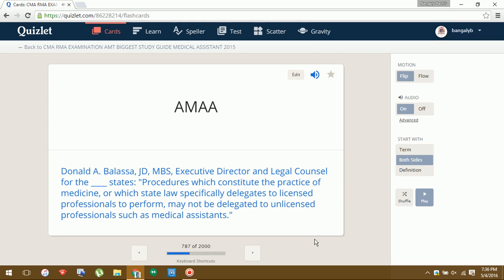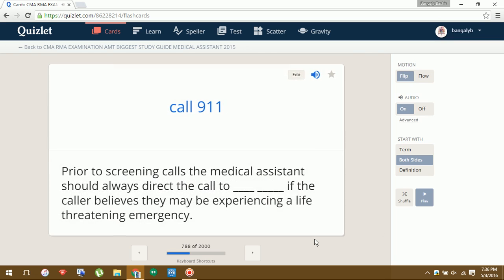Procedures which constitute the practice of medicine or which state law specifically delegates to licensed professionals to perform may not be delegated to unlicensed professionals such as medical assistants. Call 911. Prior to screening calls, the medical assistant should always direct the call to 911 if the caller believes they may be experiencing a life-threatening emergency.